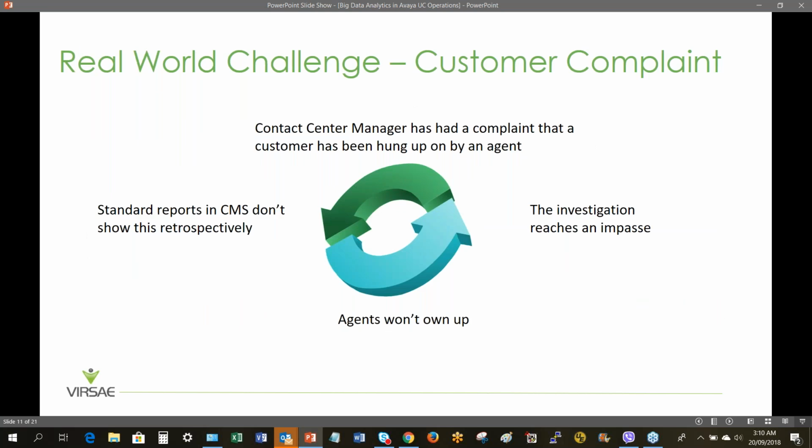And the third one, contact center managers had a complaint from a customer that there was a pretty rude exchange with an agent, and the agent ended the call. The contact center manager's gone to the agents. Of course, no one's going to own up to that. Again, the investigation's at an impasse. We've only got the customer saying what happened versus what the agent said happened.